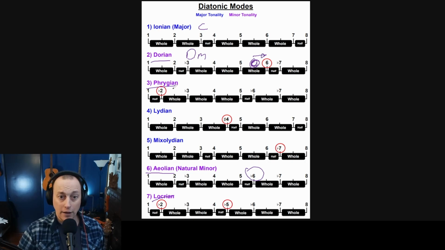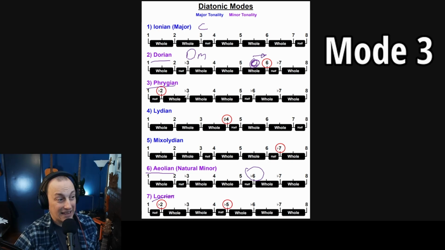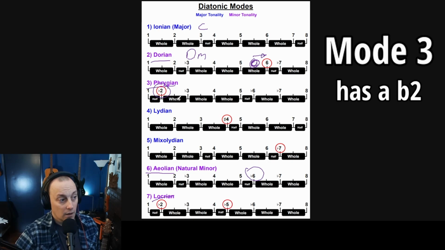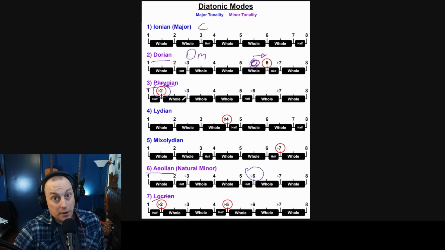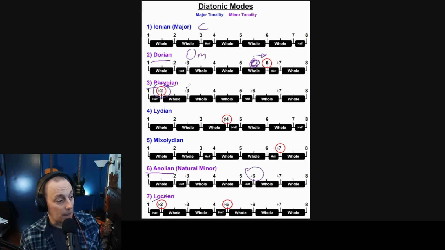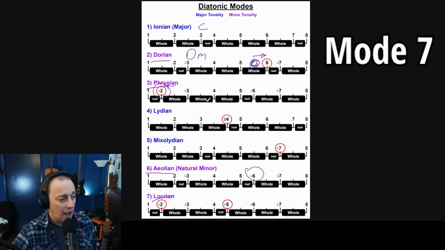Isn't that cool? If I go down to my 3 mode now, I find that it's exactly the same as the minor scale, but with a flat 2. And that's my 3 mode. Simple as that. If I go down to my last one, I've got 2 exceptions.